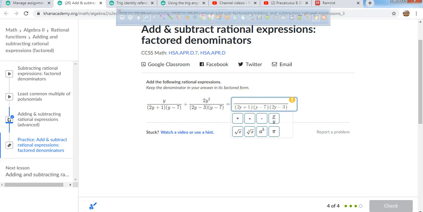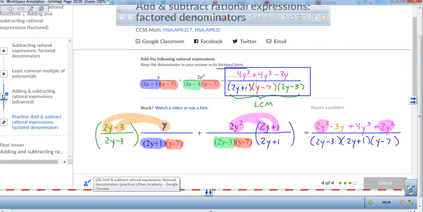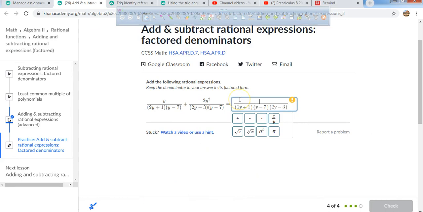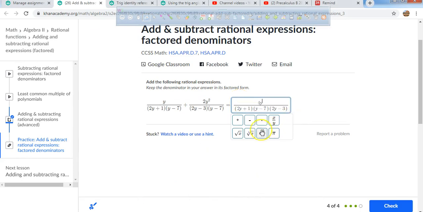Now I'm going to carefully look at what I wrote down, which is 4y cubed plus 4y squared, and last but not least, minus 3y. All right. Looks like I've typed everything in carefully and accurately.